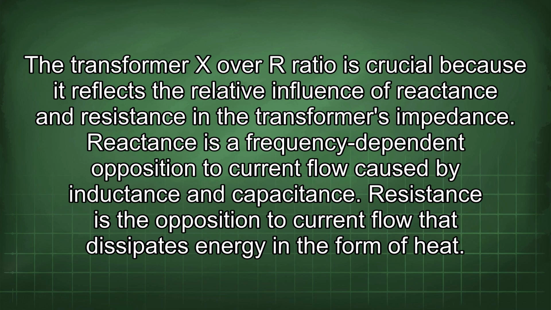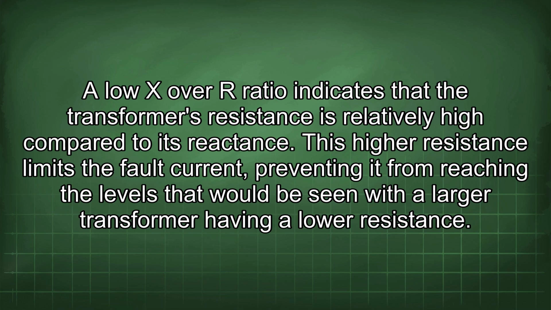The transformer X/R ratio is crucial because it reflects the relative influence of reactance and resistance in the transformer's impedance. Reactance is a frequency-dependent opposition to current flow caused by inductance and capacitance. Resistance is the opposition to current flow that dissipates energy in the form of heat. A low X/R ratio indicates that the transformer's resistance is relatively high compared to its reactance. This higher resistance limits the fault current, preventing it from reaching the levels that would be seen with a larger transformer having a lower resistance.